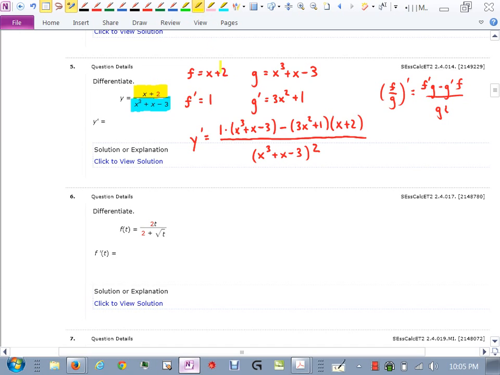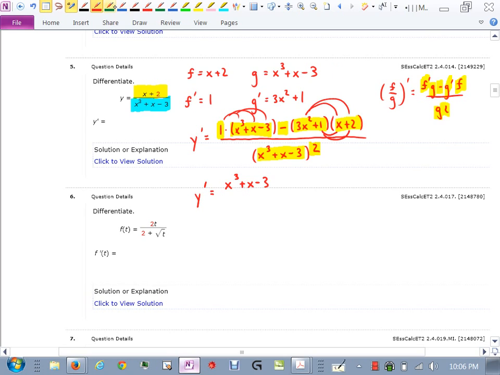So I hope you can see, there is f prime, this is g, minus g prime, f, and then here's g, and then you square it. So everything there matches up. And now I'm going to try and clean this up just a little bit. So y prime is equal to, let's see, when I distribute a 1 through here, I just get the same thing. So x cubed plus x minus 3. Then I'm going to do this here, this here, this here, this here.